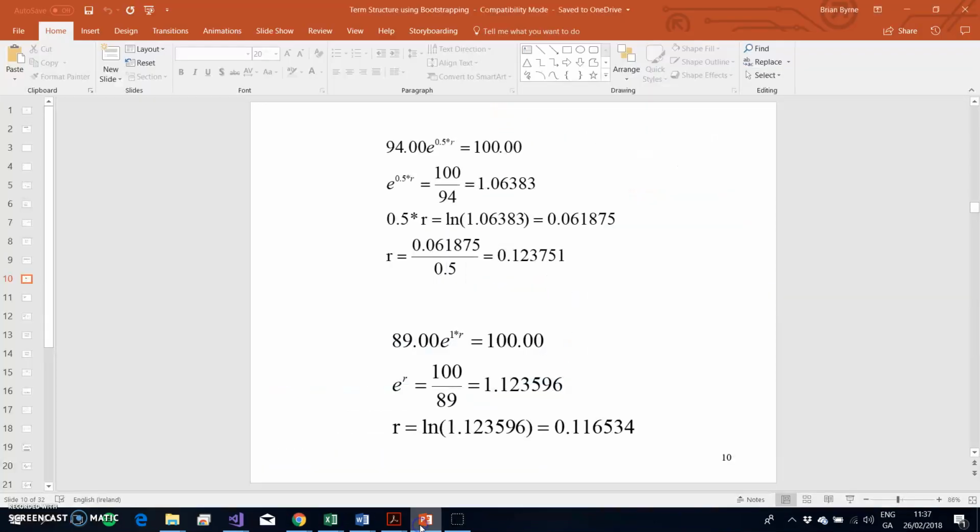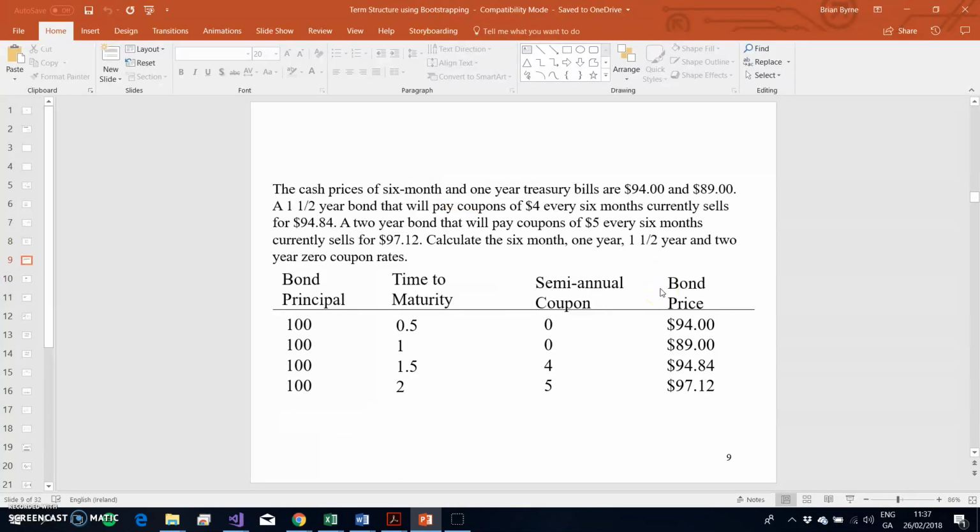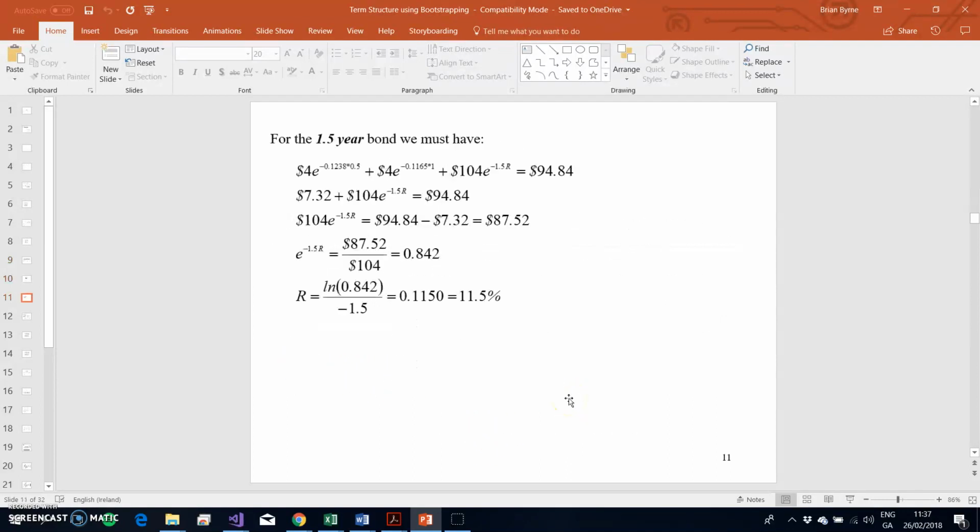Okay, so we go back in, and of course we have the other two bond instruments that we need to look at. You invest $94.84, get a 4 coupon every 6 months for 18 months, and get $100 back at the end of 18 months. Okay, so that's equivalent to a bond structure like this: 4 at month 6, 4 at month 12, 104 at month 18. You pay $94.84 for that.